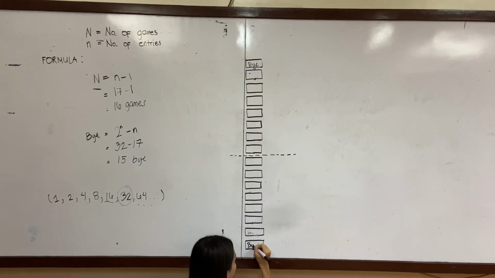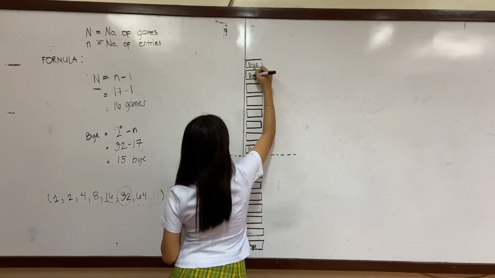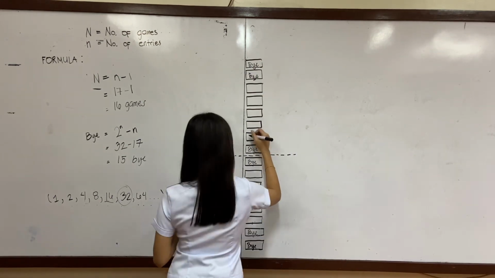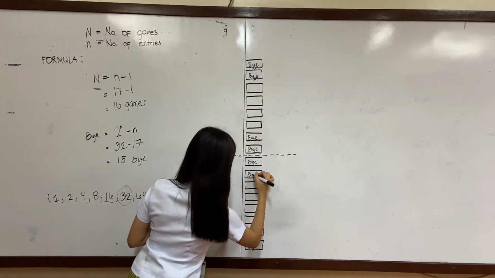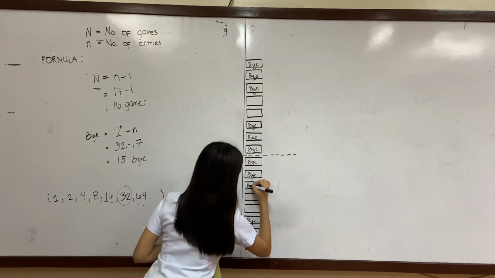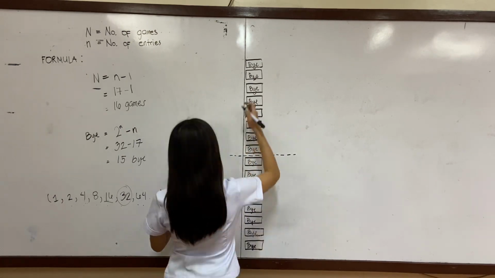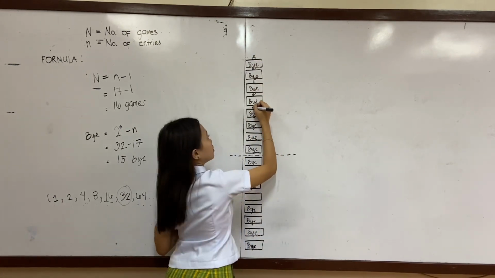So let's put the first bye at the top of the upper half, and the second bye at the bottom of the lower half, and the third bye at the bottom of the upper half, and the fourth bye at the top of the lower half, and just repeat the process until we get all the 15 byes into the boxes. Next, we'll put the 17 entries.